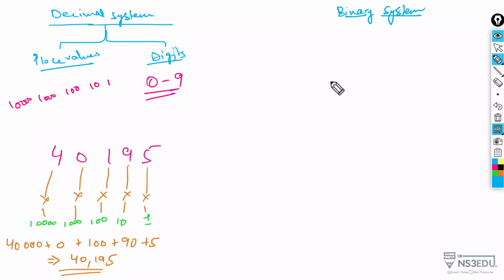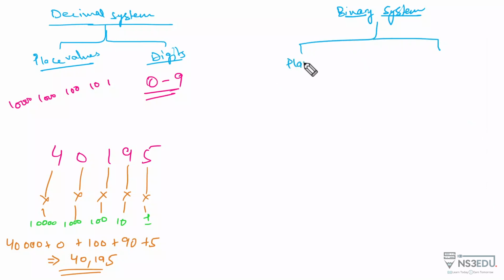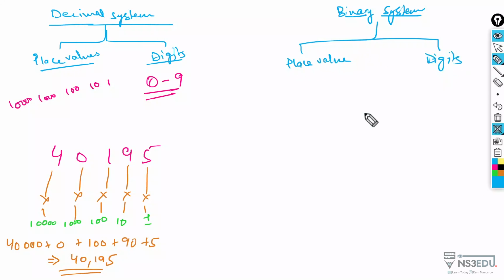Okay, in the binary system we have the same things: a place value and some digits. What are those digits and place values? Now we were taking base 10 here, raising the power of 10 to some values, but here the base value is 2.